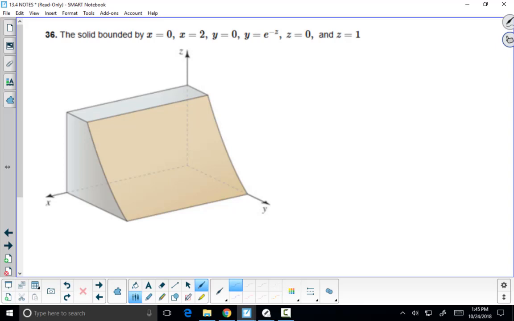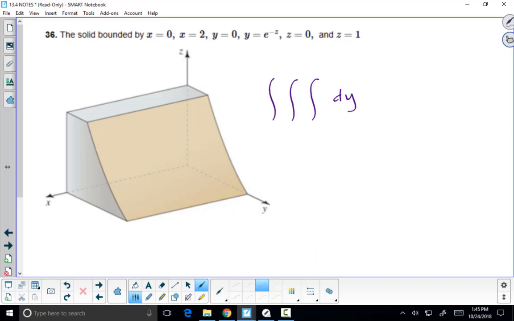Okay, so we want this solid. Could we use Z on the inside? No. Could we use Y on the inside? Yes. Could we use X on the inside? Yes. What should we use? Y. Okay, let's do it. So we're going to go Y on the inside. So Y on the inside means we're going to use a left surface and a right surface.